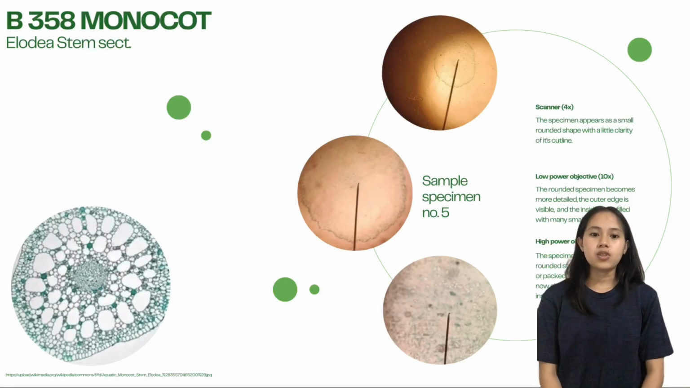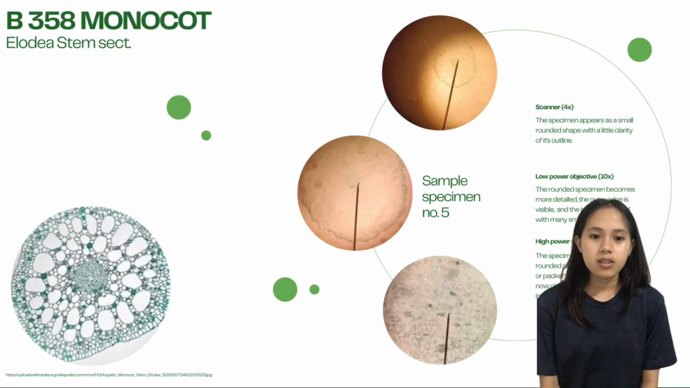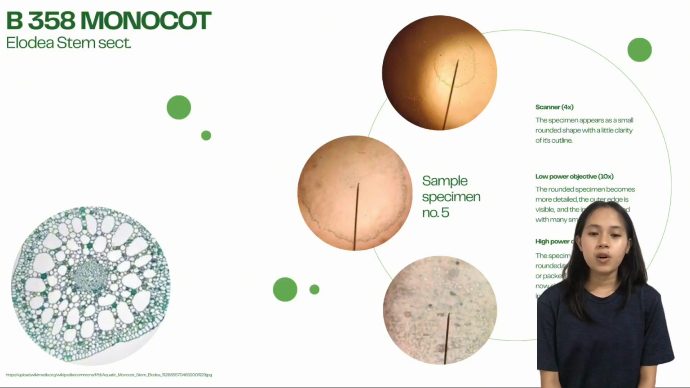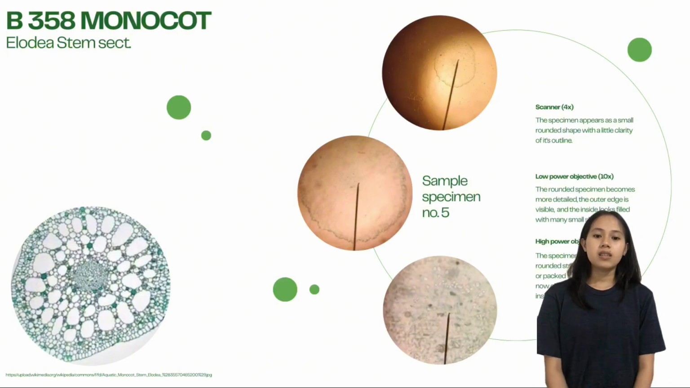Elodea stem section. Under scanner, small rounded shapes with some clarity, while for low power objective, the outer edge is visible filled with small shapes. Under high power objective, a detailed view of tiny, rounded structures packed together. This Elodea stem, a monocot, reveals closely packed cells. This aquatic plant stem is adapted for water absorption and transport.